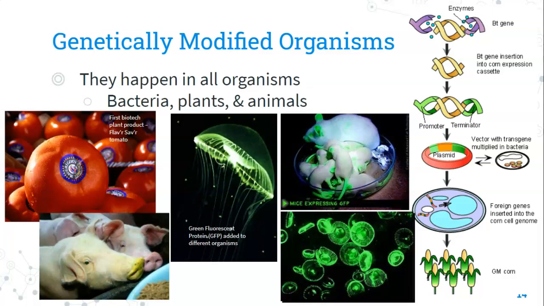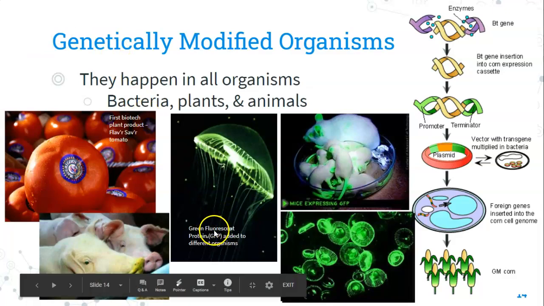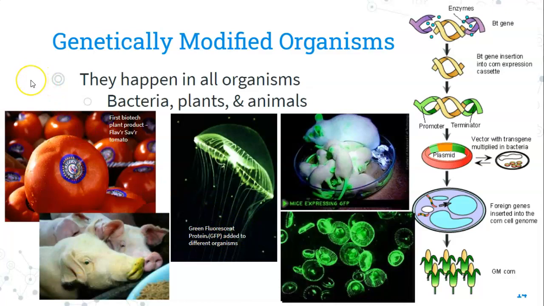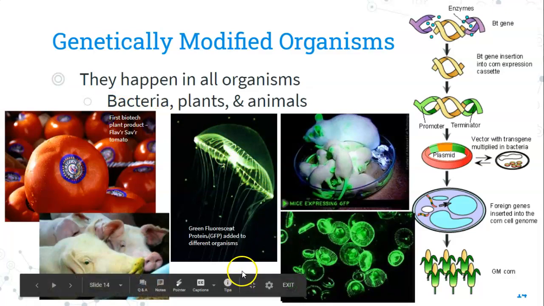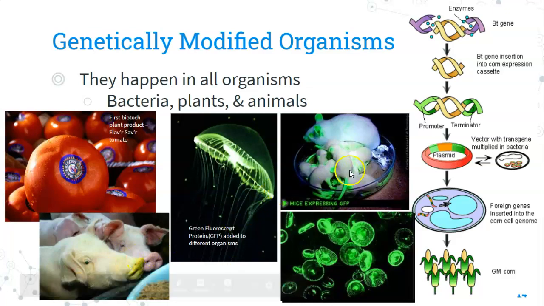But then sometimes, or not sometimes, they did this multiple times, they added this green fluorescent protein to random organisms just to see what would happen. And you can kind of see that, okay, actually, that's kind of cool looking in the jellyfish. I'll give you that. It's kind of cool looking, but why? Why are we doing this? What is the purpose? Why did we add it to this pig so that that pig can glow green? Why did we add it to these mice?